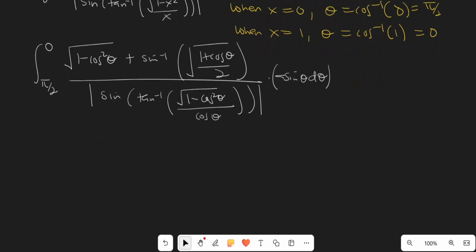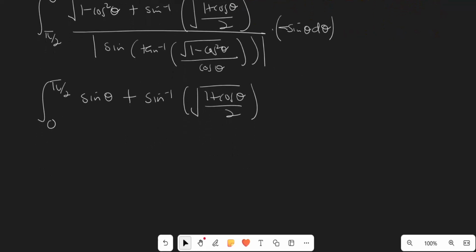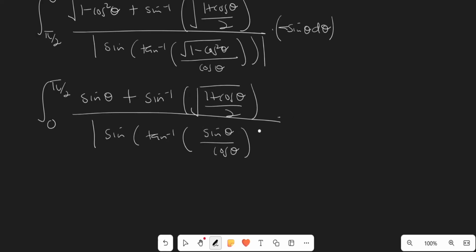There is a negative. I can switch the limits and that will nullify the negative, and that will be the square root of 1 minus cos squared theta, which is sine theta, plus sine inverse of, I'll leave this one for now, which is the square root of 1 plus cosine of theta over 2. I'll deal with that later on. All divided by the absolute value of sine of tan inverse of 1 minus cos squared theta in the square root, which is sine theta over cosine of theta, times sine theta d theta.